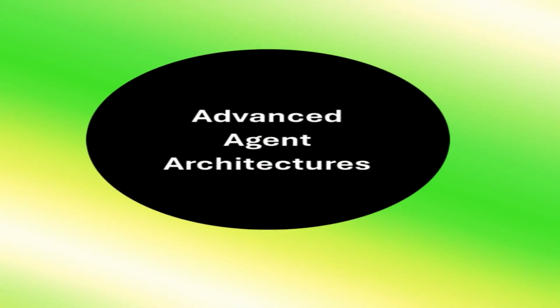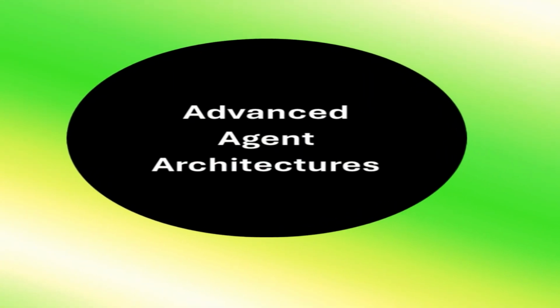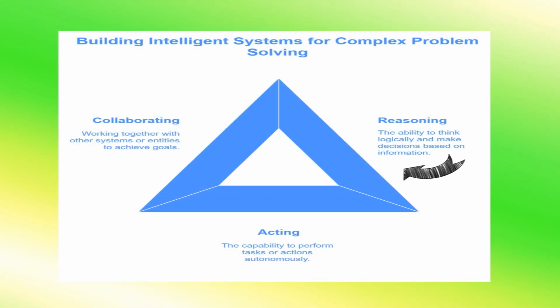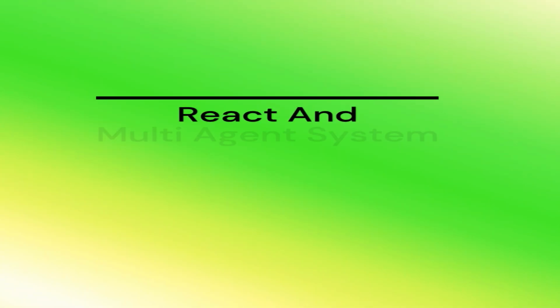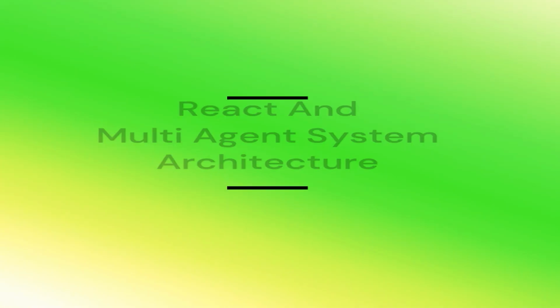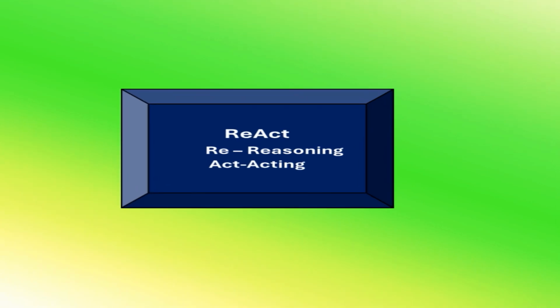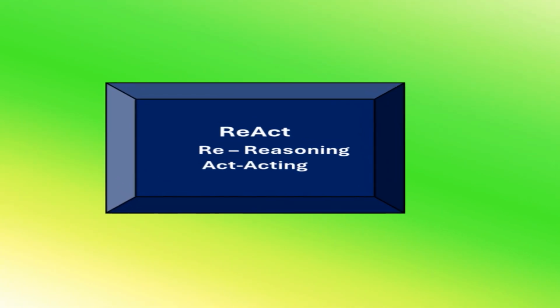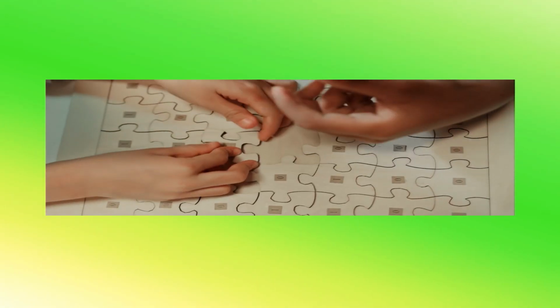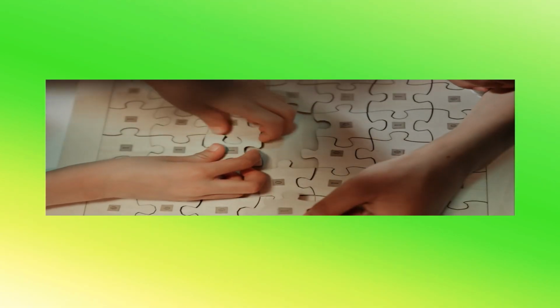Advanced agent architectures. When we talk about advanced agent architectures, think of creating smart systems that can reason, act, and even collaborate to solve complex tasks. Here we can learn about ReAct and multi-agent systems. Architecture like ReAct, where Re stands for reasoning and Act for acting. Imagine you're solving a puzzle. First you think about the next step, that is where you are reasoning. Then you move a piece, that means acting. ReAct architecture does something similar.